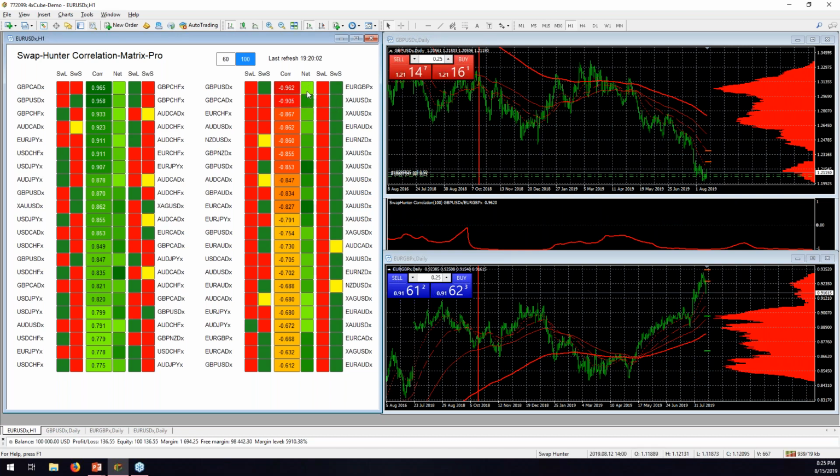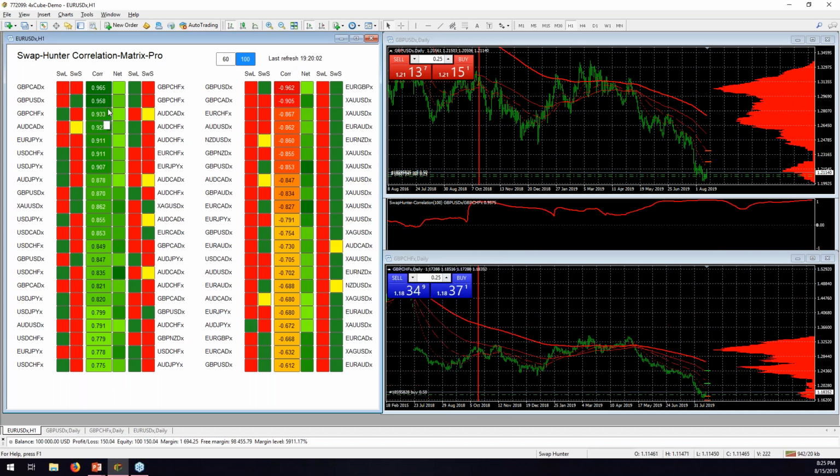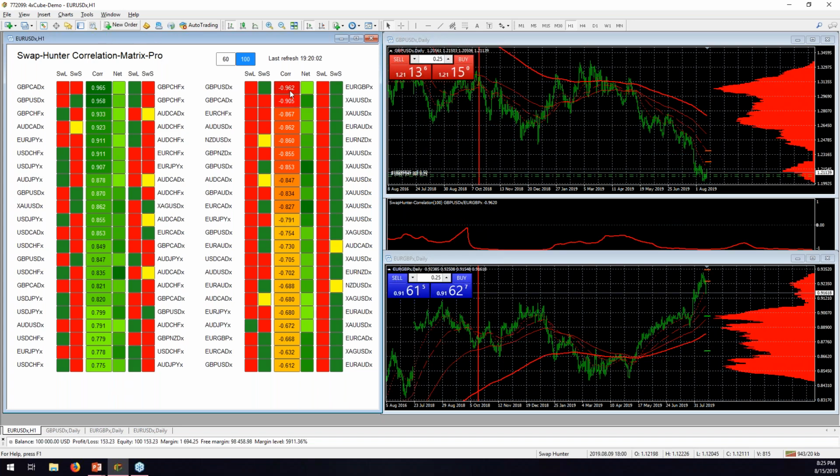All right, and we also have the net swap you're going to get paid every night for opening these trades, labeled and displayed in the net swap column here. So it's also color coded to make it easier. You've got strong greens for very positive or very high values, and strong red for negative, the complete opposite. So we've made it as user-friendly as possible. So that's what the Correlation Matrix Pro does. It displays and matches currency asset pairs that you can hedge, either with a positive correlation or inverse correlation.